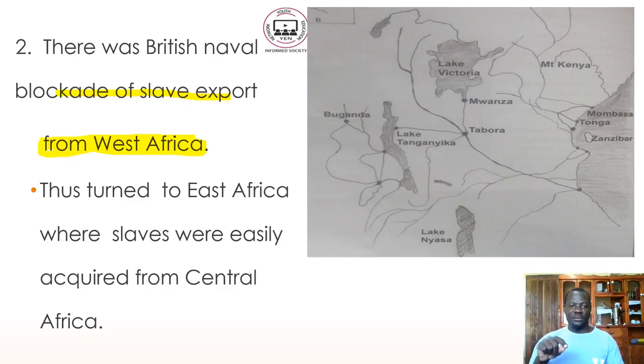As a result, those slave traders, because it was so profitable, switched and said, all right, West Africa is closed, now we are going to concentrate on East Africa. So after the British blockade of slave export in West Africa, those traders turned to East Africa, where slaves were instead acquired from Central Africa. It prompted those who were trading in West Africa to come to East Africa and embark on it, because the British only blocked the Atlantic Ocean.